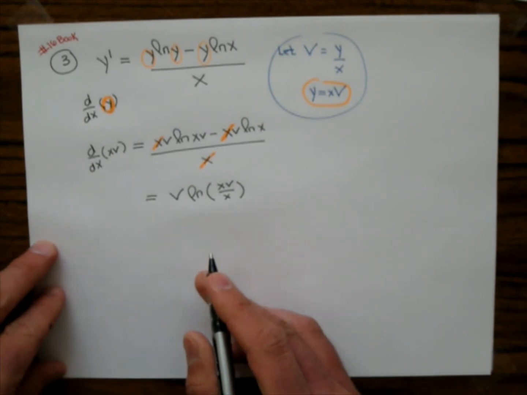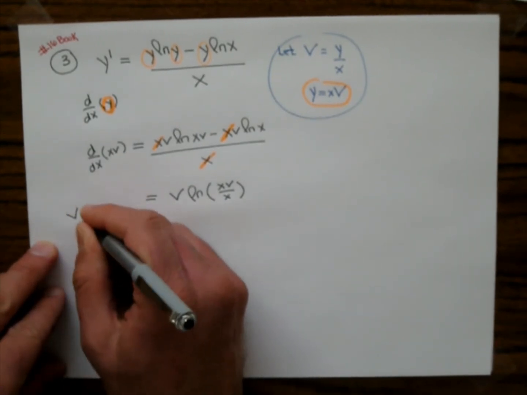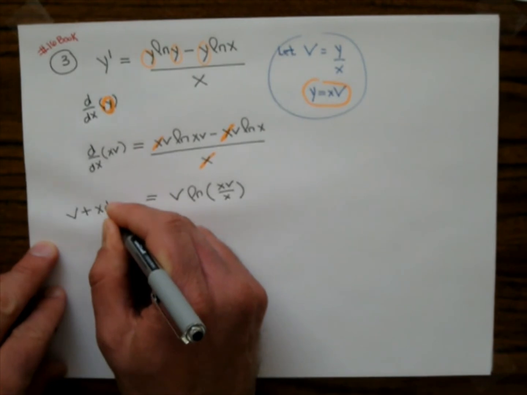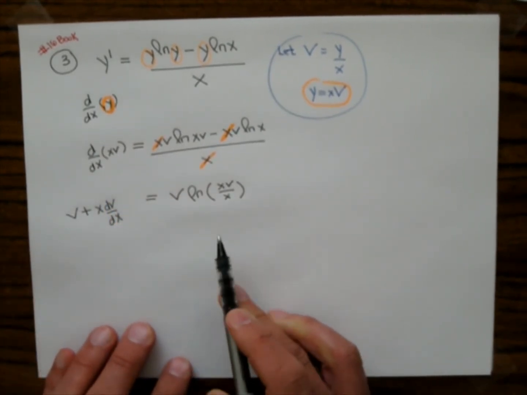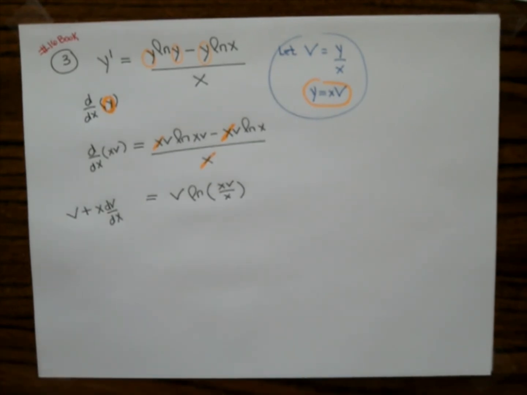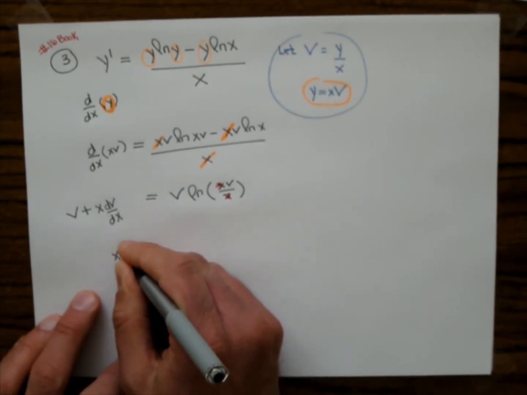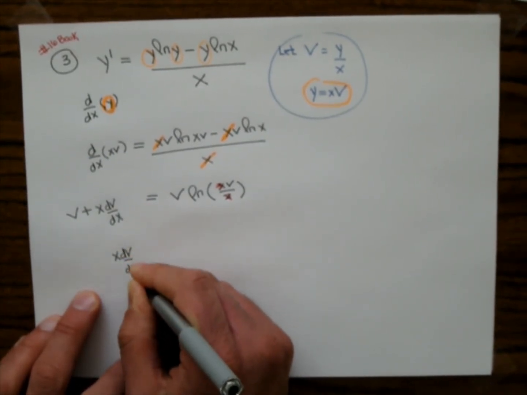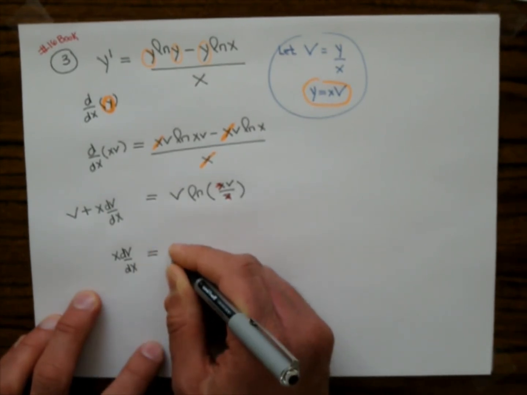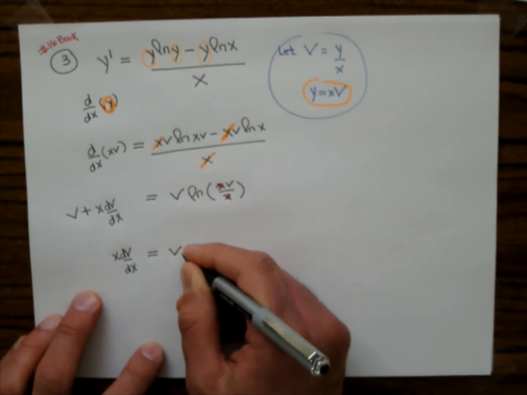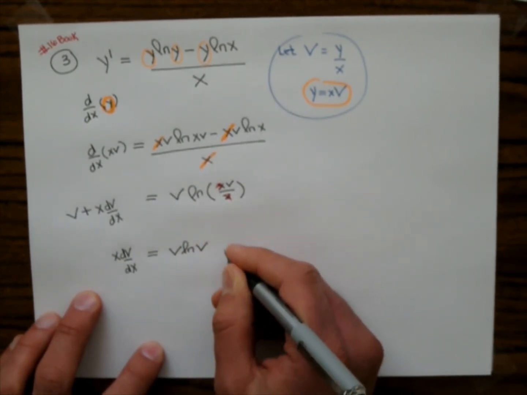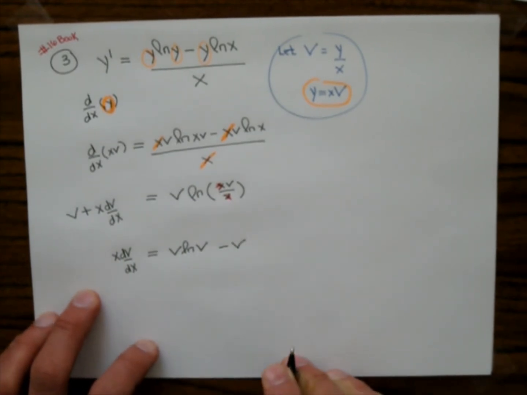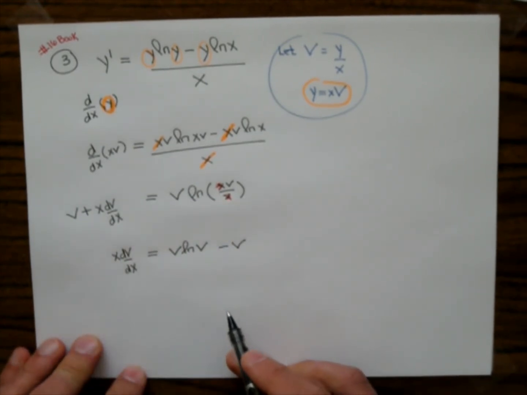And on the left hand side, I end up getting v plus x dv dx. Okay, so that's what I've been getting in the other problems. And so you can see the x's cancel here. And x dv dx equals v ln v, and then we have minus v, because I subtracted v on both sides.